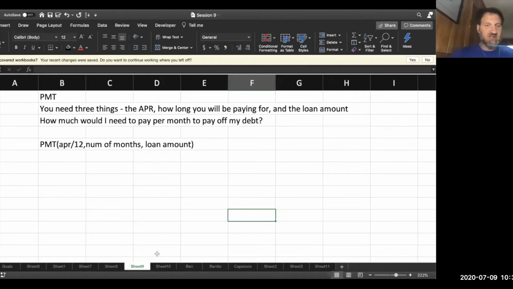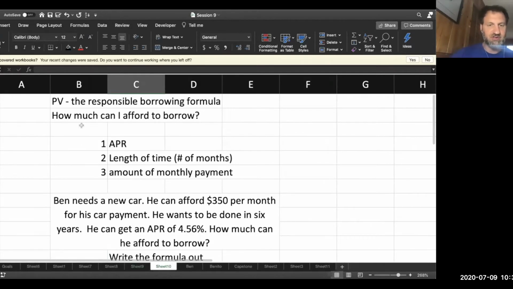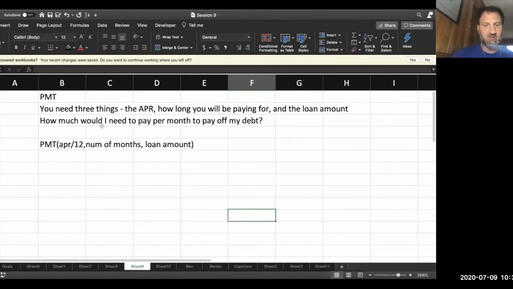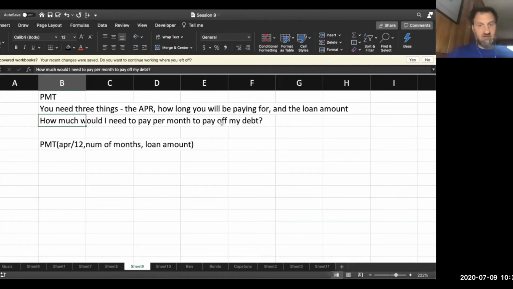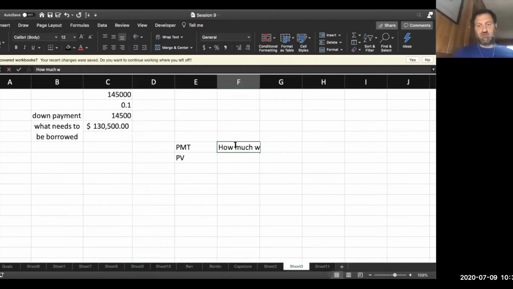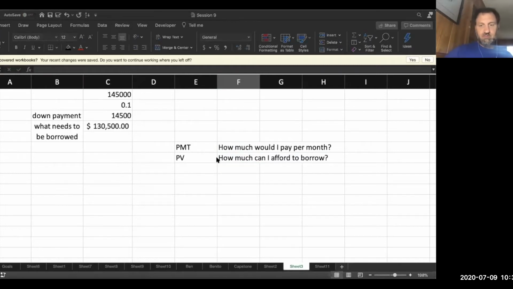So this is essentially the question for PV: how much can I afford to borrow? And this is what you have for PMT, which is how much money I need to pay per month. So I'm going to write those two things down. How much would I pay per month versus how much can I afford to borrow? Based on the information given in this problem, which one of those two questions is the right one to ask?